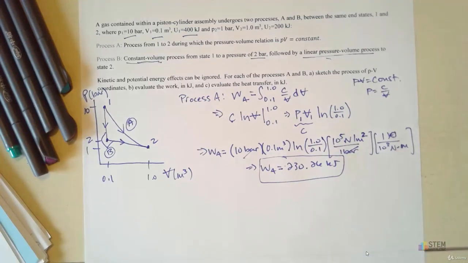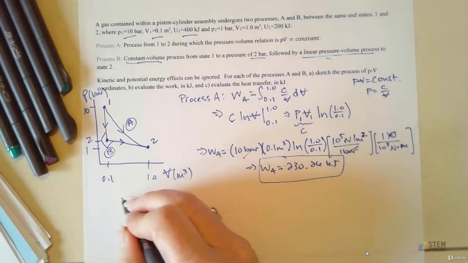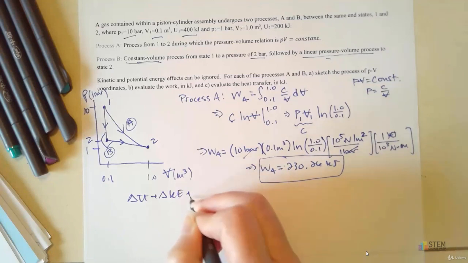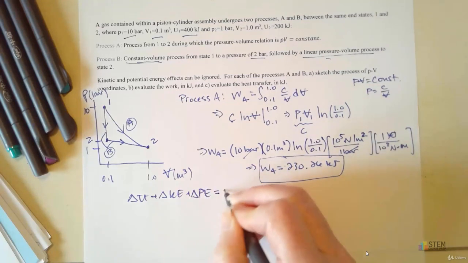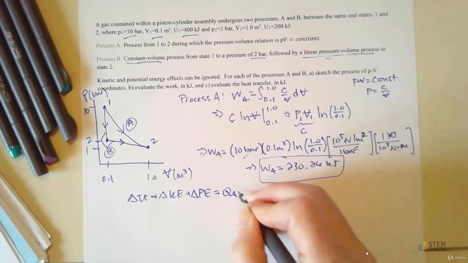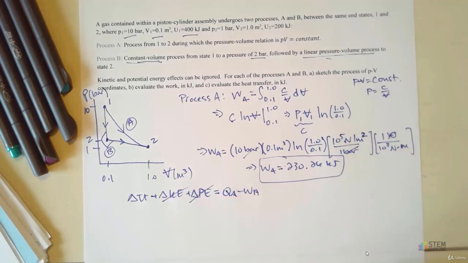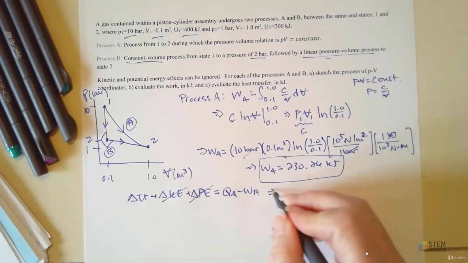Now when we want to find Q, you're going to go to your energy balance equation. Basically, anytime you want to find Q, that's the equation you're going to go to, the energy balance. Let's write that out. We're going to have delta U plus delta KE plus delta PE equal to QA minus WA. These two go away because it told us to ignore them, and we were given the U values in the problem. Essentially now all we need to do is plug in the values and solve for Q.